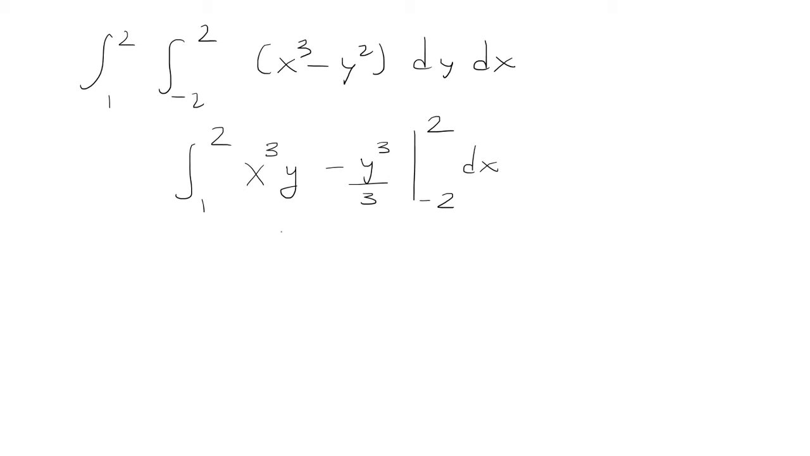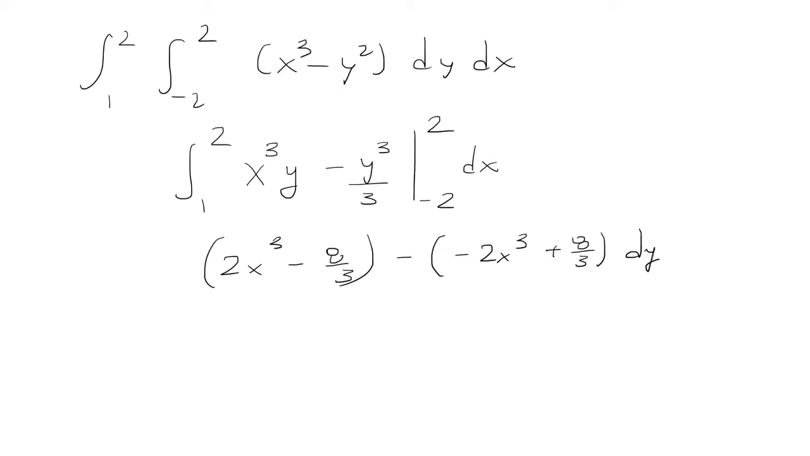Okay, so for that, we'll get 2x cubed minus 8 over 3. That whole quantity minus, plug in negative 2, giving negative 2x cubed. I'm sorry, we plug negative 2 in for y, not x. And then plus 8 over 3 dx. And then integrate this from 1 to 2.